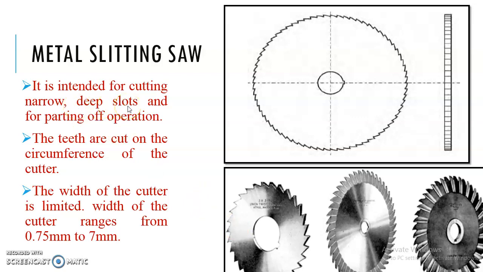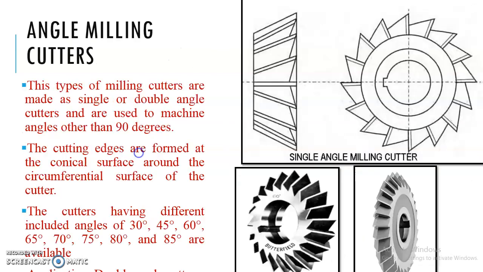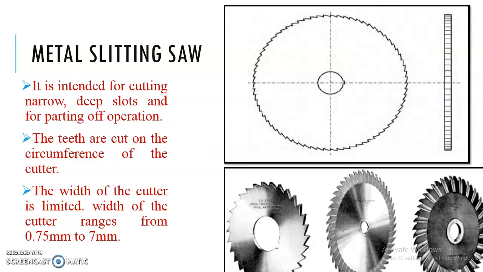When you want to produce a very small width of slot, a narrow kind of slot, then the metal slitting saw is useful. And sometimes for the parting operation also. So what is the meaning of parting operation? It means that you are completely removing the unwanted material.